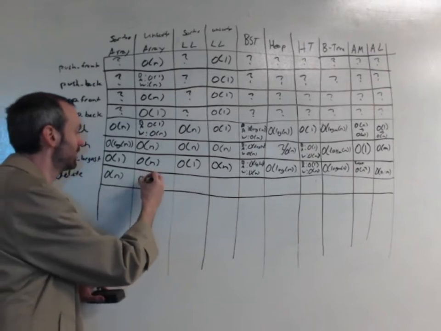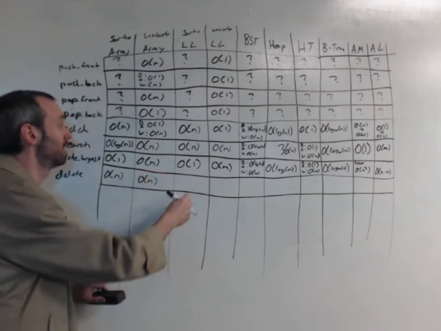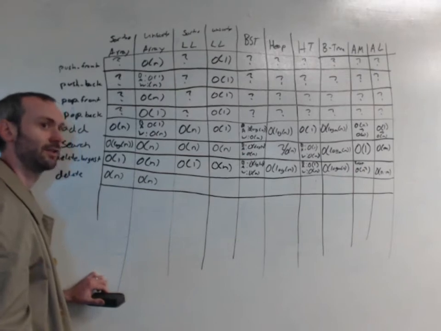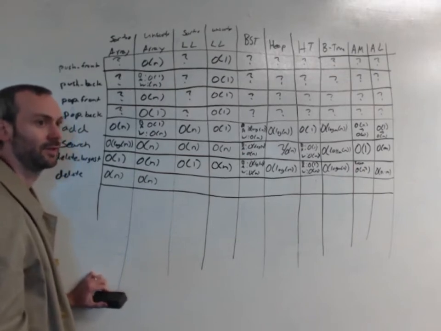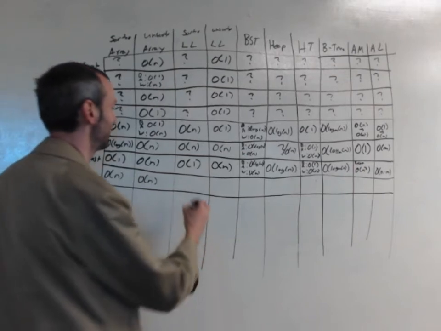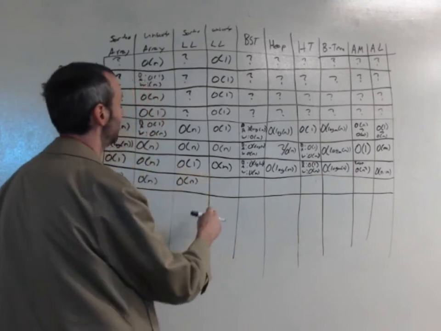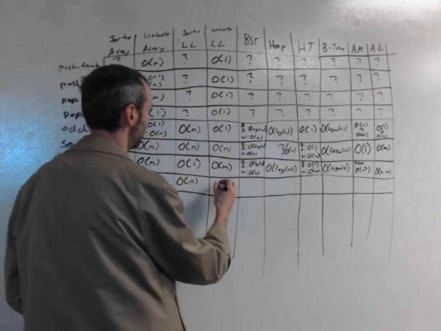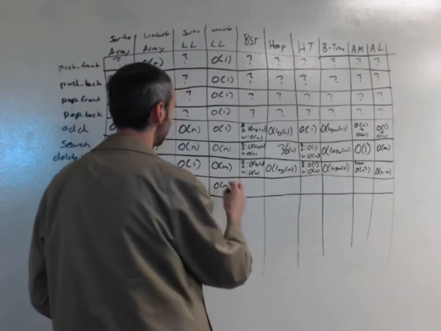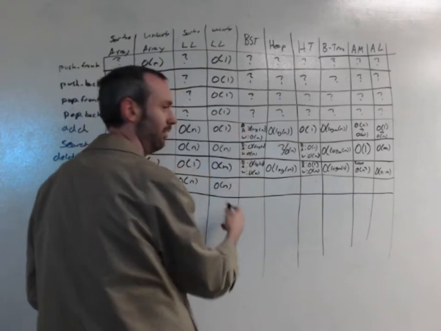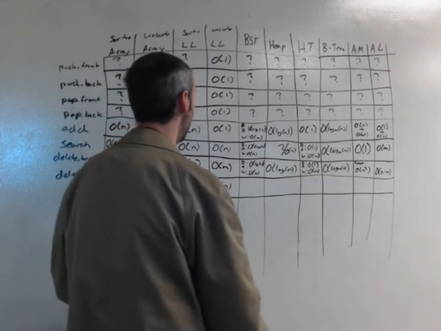Unsorted array: you gotta find it, O of n, and then you gotta shift it. Sorted linked list: O of 1? Well, you gotta find it. I keep forgetting it's sorted. Yeah, you still have to find it. Unsorted linked list: that's O of n. Man, this unsorted linked list is doing great.